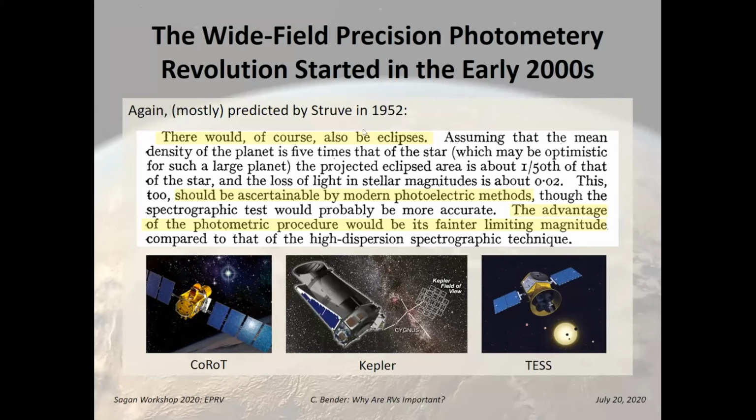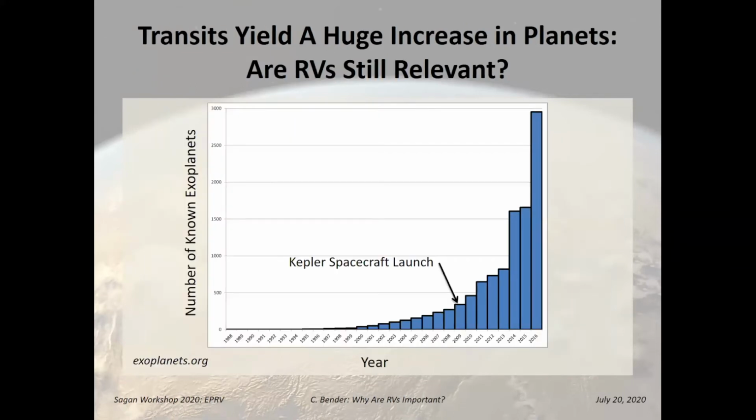And the advantage of going after systems like this that he saw was that you can access fainter limiting magnitudes of stars. There's another huge advantage, which is that you can do photometry over giant wide fields, whereas spectroscopy is very expensive and requires targeting essentially one object at a time. So in 2006, we had the CoRoT mission. In 2009, the Kepler mission, and just a couple of years ago, the TESS mission, which have really revolutionized the field and found thousands and thousands of planets, leading to this.